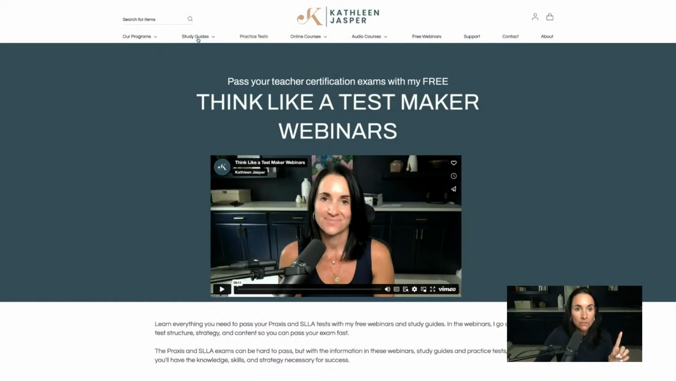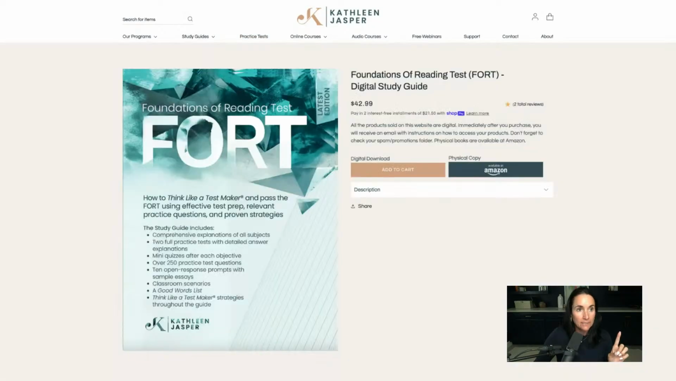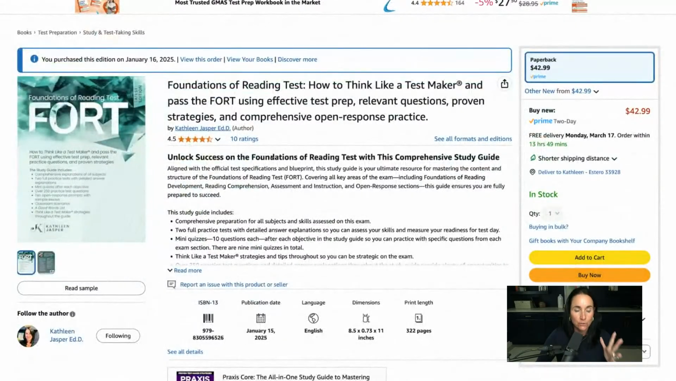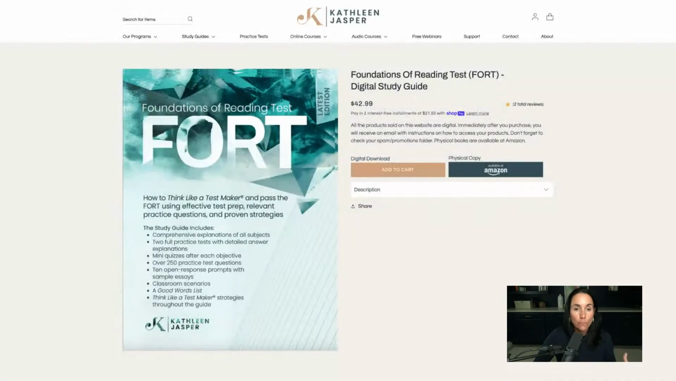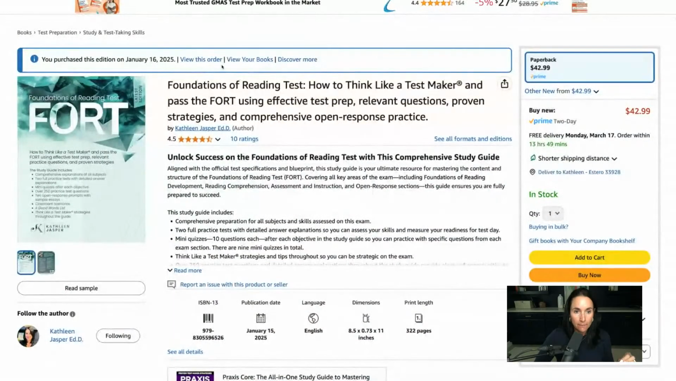Now, we also have study guides here. If you click the Foundations of Reading test, you can see that here it is. There are reviews. And if you click on this Amazon link, it will take you to the physical study guide. When you buy from our website, you're buying a digital study guide. It's emailed to you. You can save it to your computer. Don't print it out. That's a waste. Just buy the physical if you want a physical book. But this is emailed to you. You can save it to your computer and have it forever. It's yours. But if you want a physical copy, you click that Amazon button. It will take you here and buy it new.